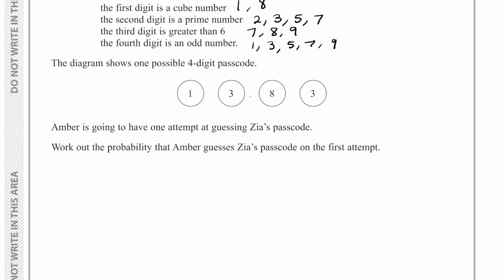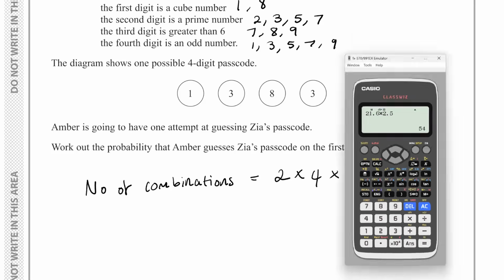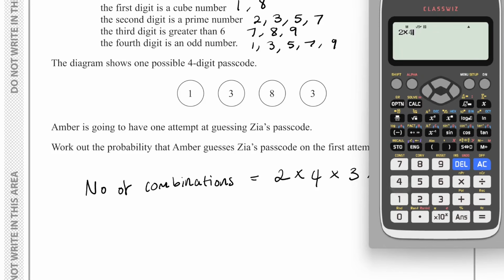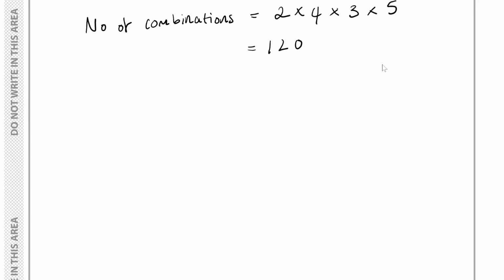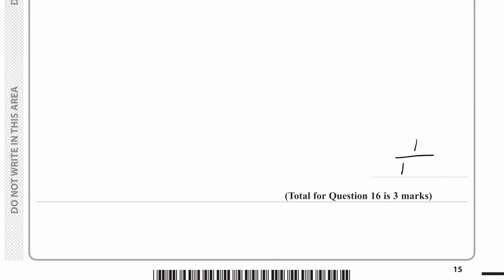So the number of possible options, the number of combinations, is 2 for the first one, then 4 for the second one, 3 for the third digit, and then 5 for the last one. So 2 times 4 times 3 times 5, that's 120. So the probability Amber guesses it at the first attempt is 1 out of 120.